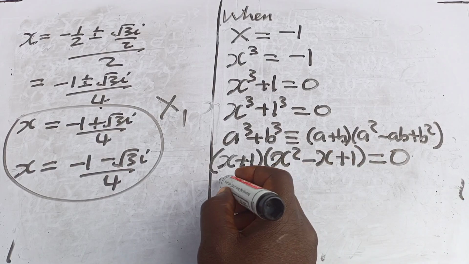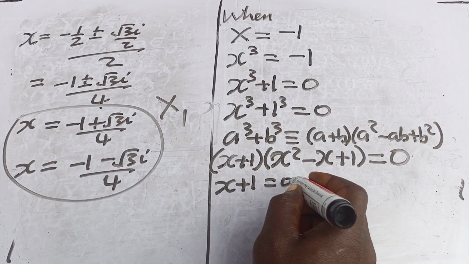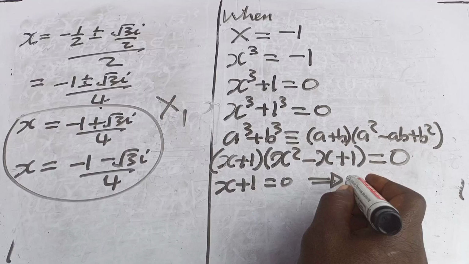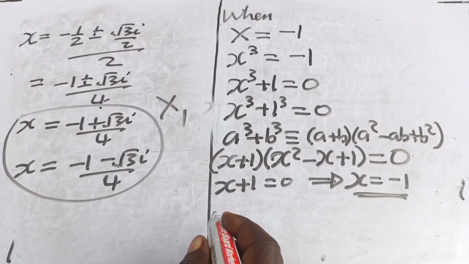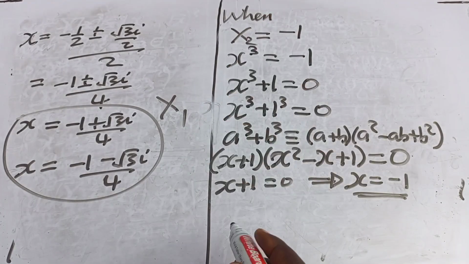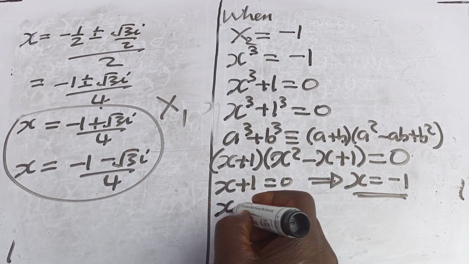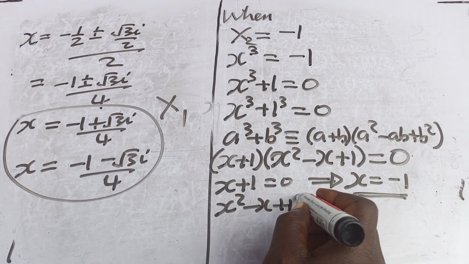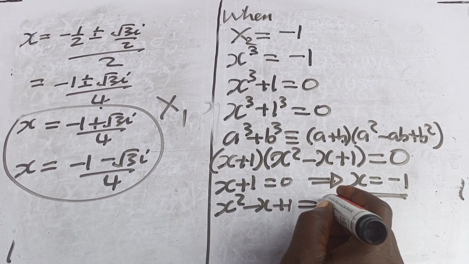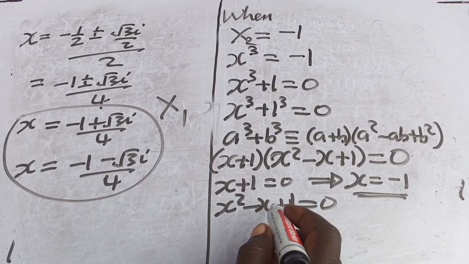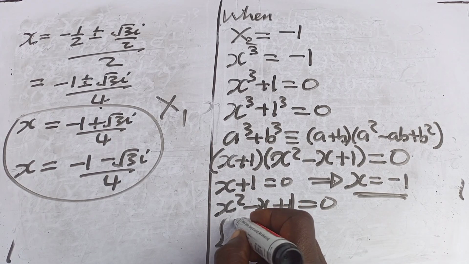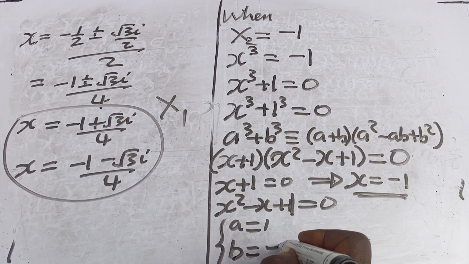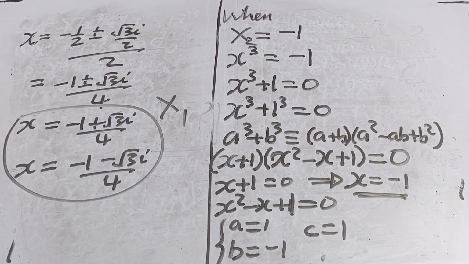Product of two expressions giving us 0. Either the first expression is 0. If this one is true, it means x equals -1. That's the first solution of our x2. And then this other one, this quadratic, is 0. It's going to give us the remaining two solutions for x2. So let's collect our coefficients. Our a is 1, our b is -1, and our c is 1. Now let's put that in the quadratic formula.